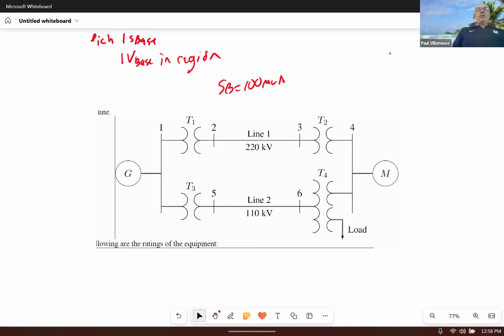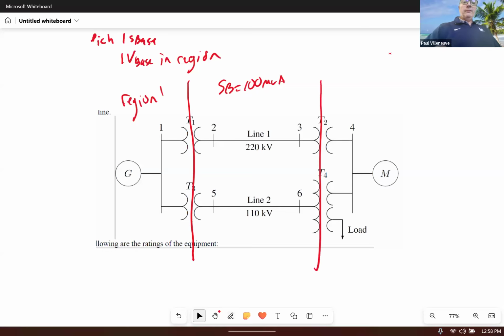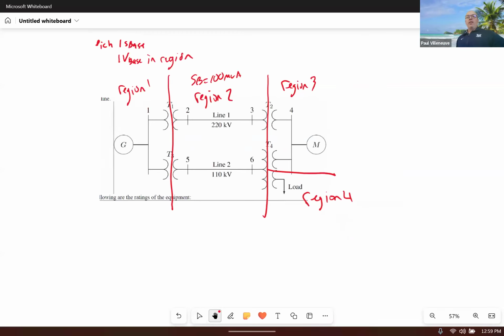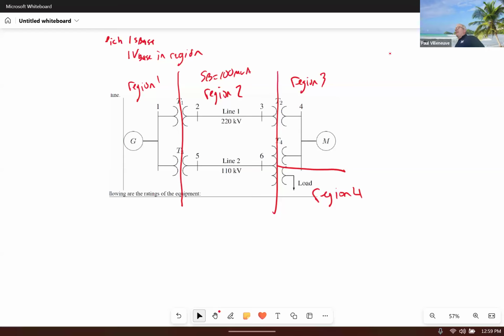Now I've got to define the regions. So where are the regions? Every time I go through a transformer, I go through a region. So this is region 1. Region 2. And you'll notice I have a 3-winding transformer. Call that region 3. And region 4. So maybe a better way to explain that is it's not just when I go through a transformer. How about just going through a transformer winding? So if I have a 3-winding transformer, I've got to go through two separate regions.